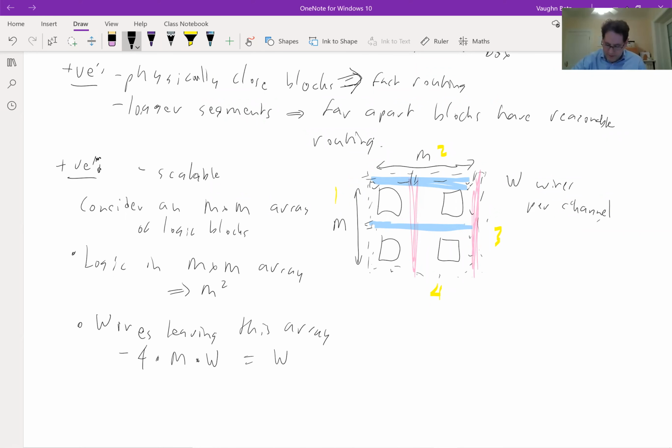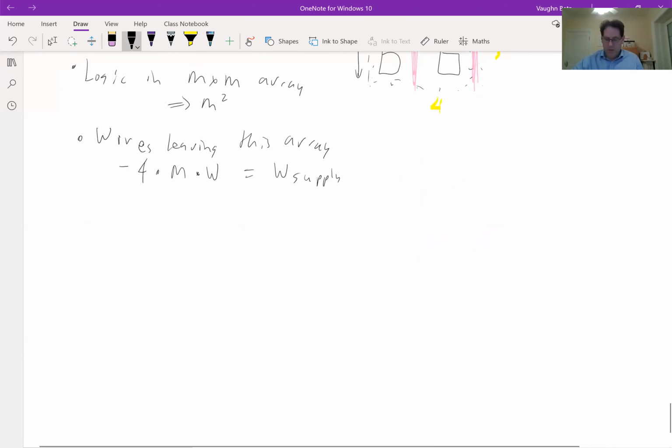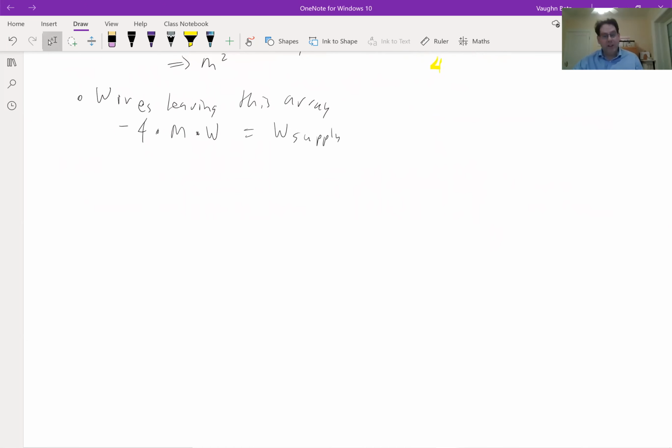I'm going to define that just like we did for the hierarchical FPGA. We said there was a certain routing supply. This is our wiring supply. That's what's actually on the chip. A region that has M squared units of logic has 4 times M times W wires crossing its boundary. So we can use that to connect up terminals.